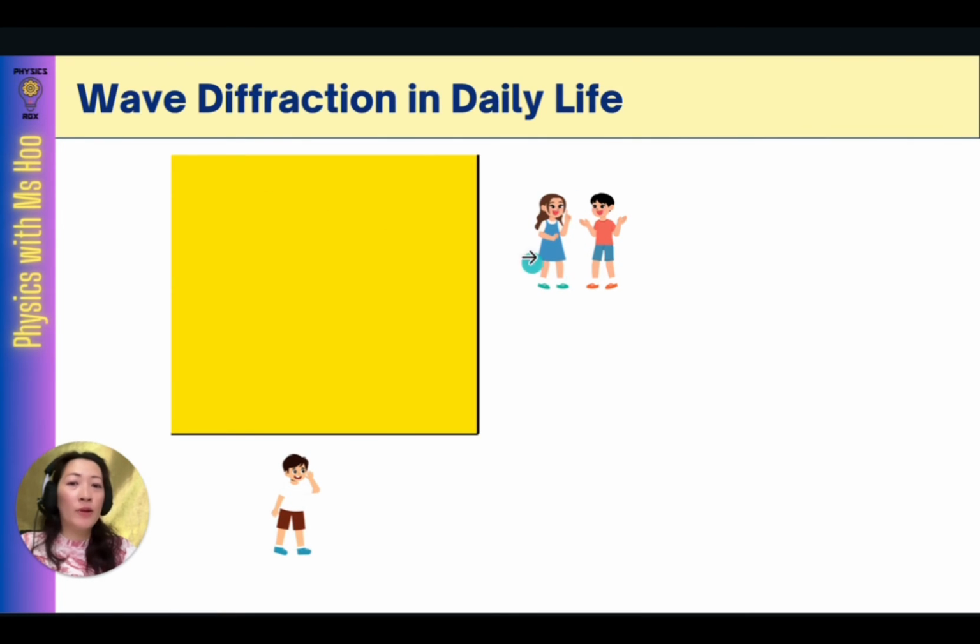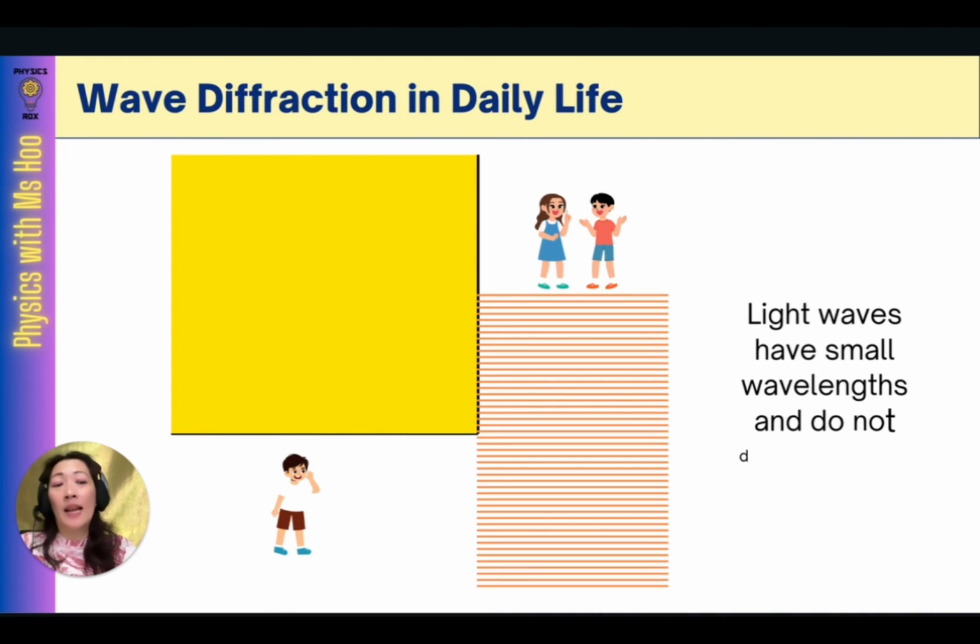Now, in order to be able to see the objects, the light rays need to be able to reach our eyes. The thing about light is that light waves have very small wavelengths. Now you always hear people say light travels in a straight line. While that is true, one of the reasons why light doesn't bend around an obstacle is because they have very small wavelengths and do not diffract easily.